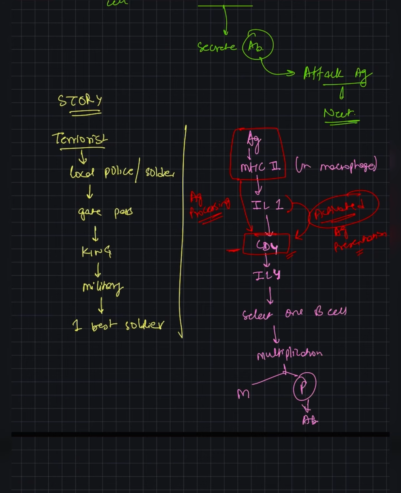Now, since the CD4 gets activated, we know that it will secrete interleukin 4, and interleukin 4 selects one B cell. This process of selection of one B cell is known as clonal selection. And the multiplication is known as clonal proliferation.